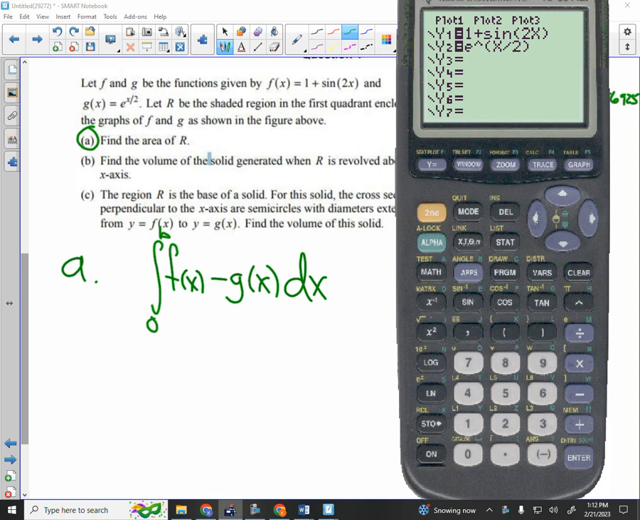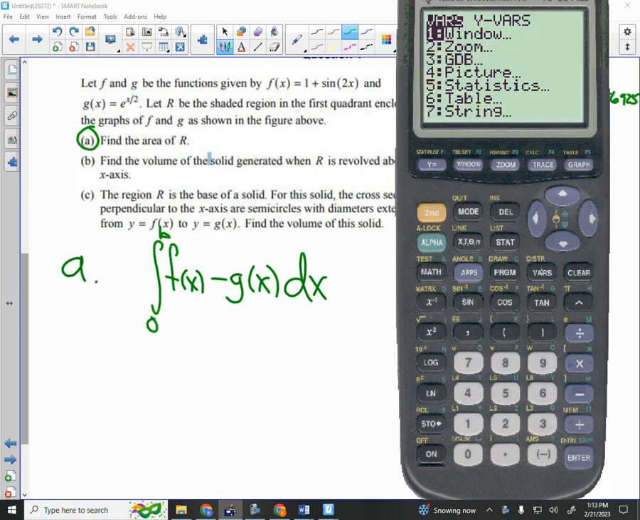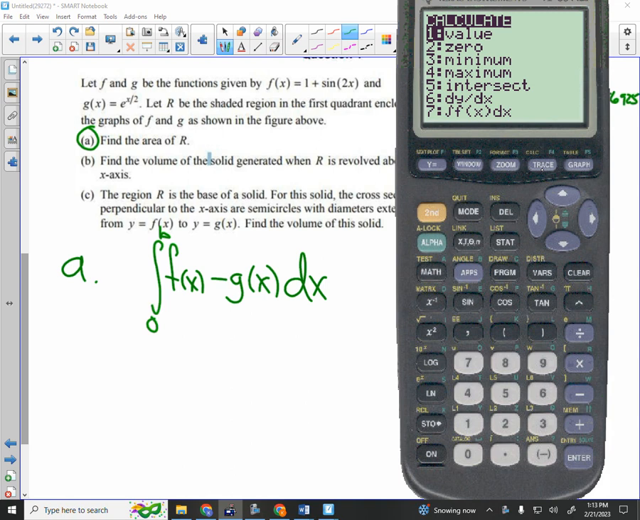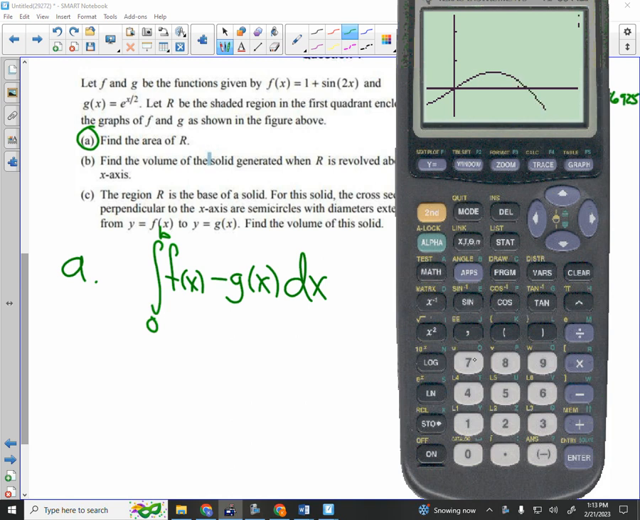To save some time, anybody know what I'm going to do? I'm going to go into my variables, my y variables, and grab y1. And I will subtract, from my y variables, y2. Notice how I only have that one highlighted, so it's only going to produce that. I will calculate which number? Number 7. Notice how it goes through 0, and then the other spot it should go through is my 1.13, which it does.